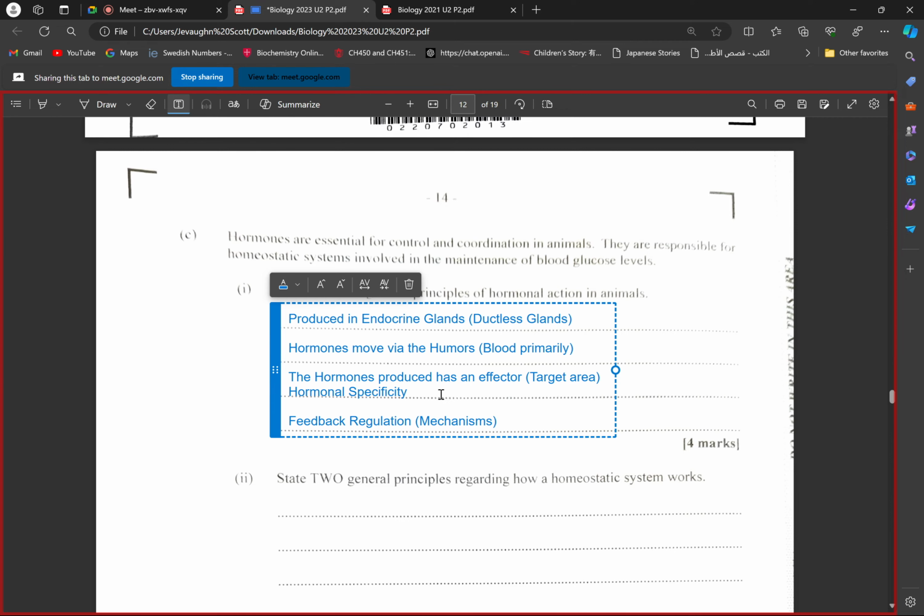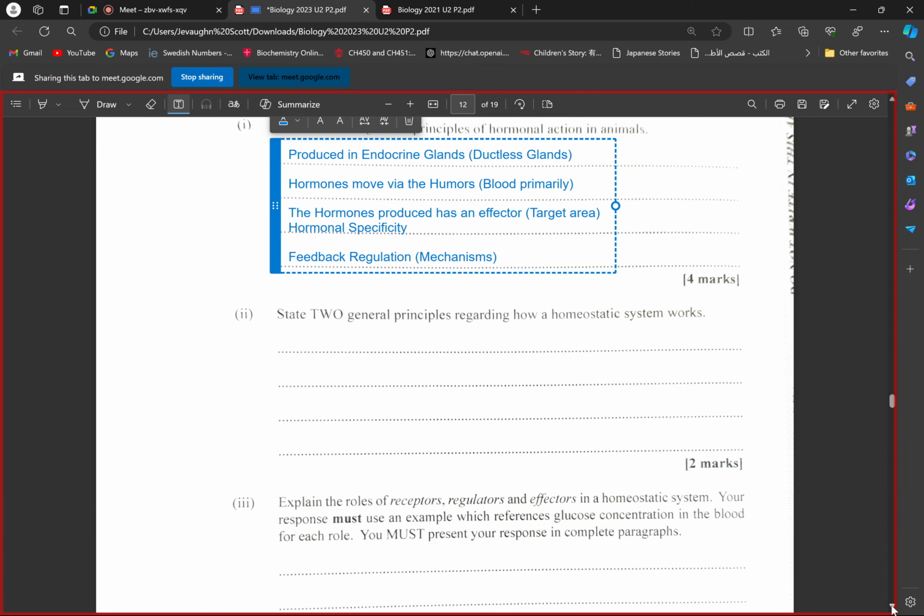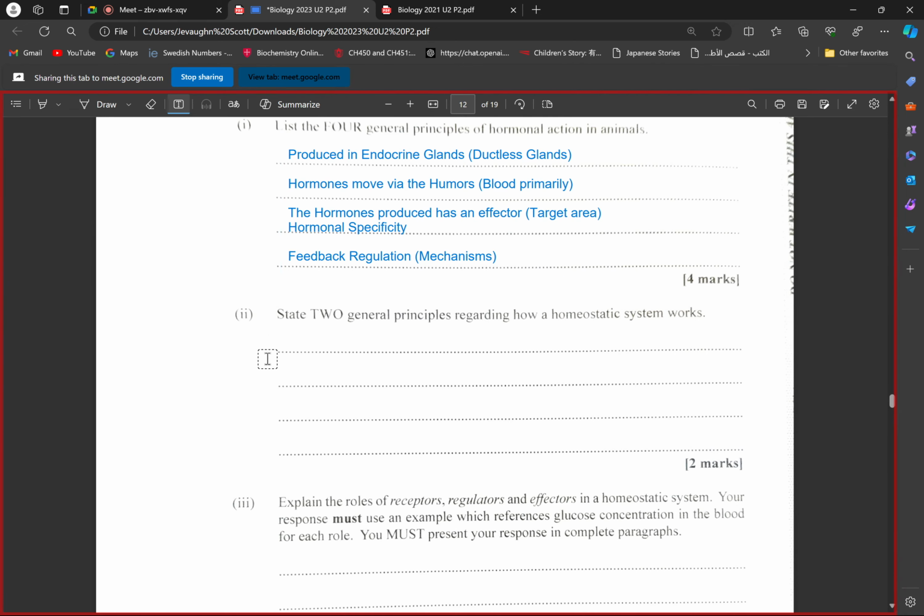So they're produced by endocrine glands. These hormones move via the humors of the body, primarily the blood. They have some amount of hormonal specificity to a specific effector, and they are regulated via feedback mechanisms. Lovely. State two general principles regarding how a homeostatic system works.